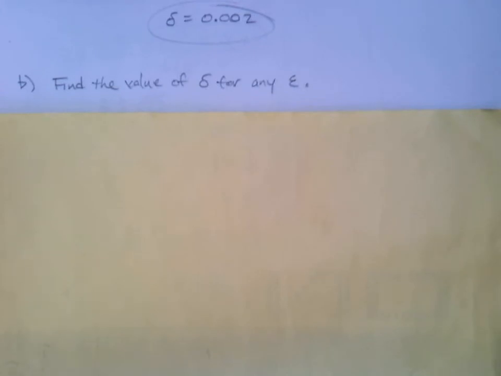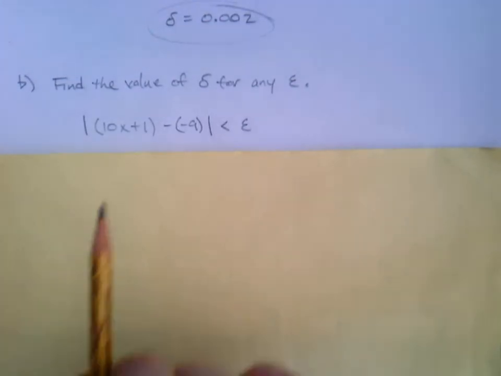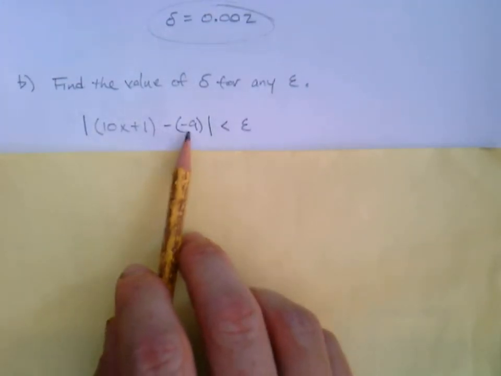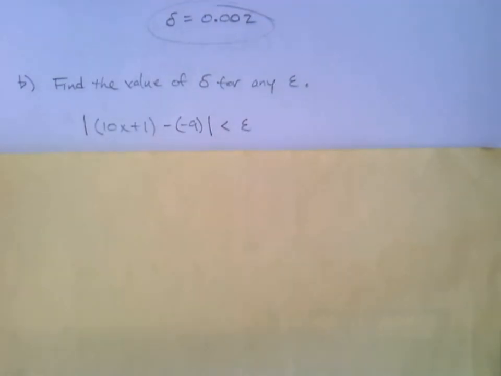Well, it's going to look very similar to what we just did. We just don't have a number for epsilon. So we're going to go ahead and start the same way. Absolute value 10x plus 1 minus negative 9 is now just less than epsilon.